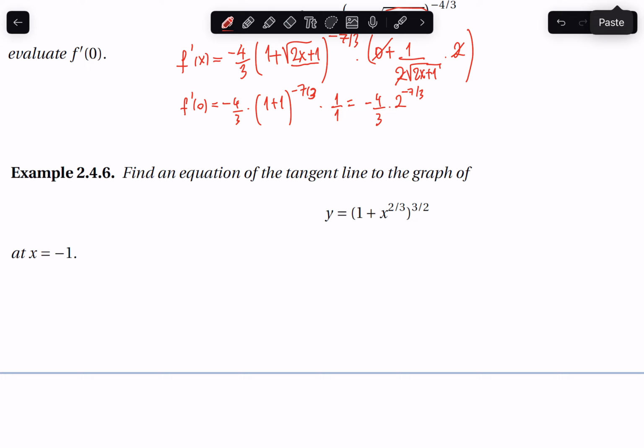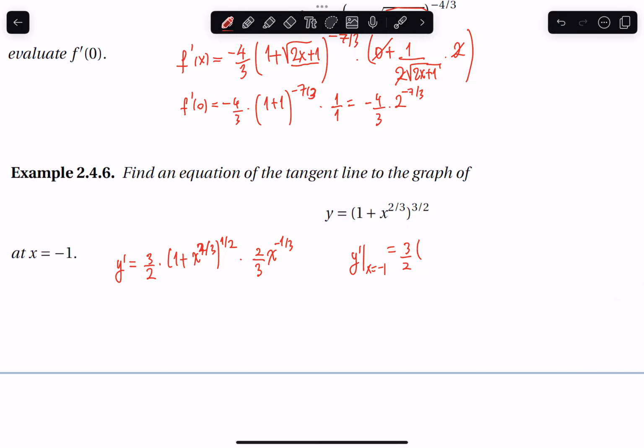Okay, let's find an equation of the tangent line to this graph at x equals -1. So when we take the derivative of this function, we get 3 over 2 times (1 plus x^(2/3))^(1/2), right? Times the derivative of the inside, which is 2/3 times x to the power minus 1/3.